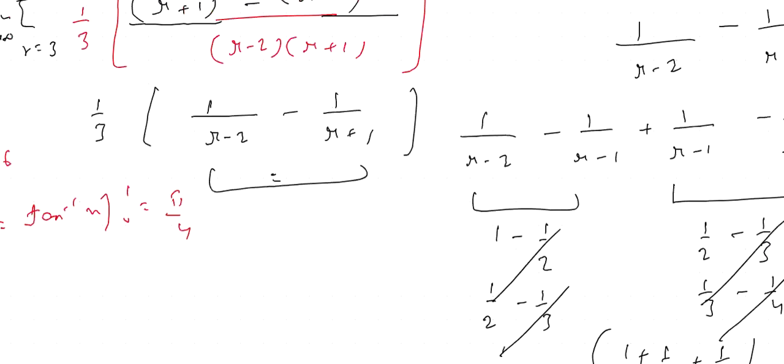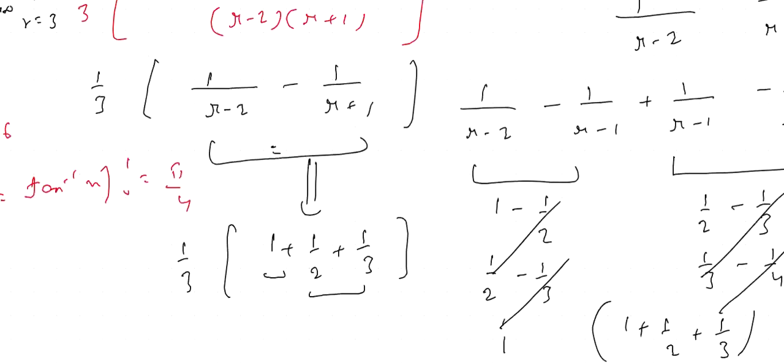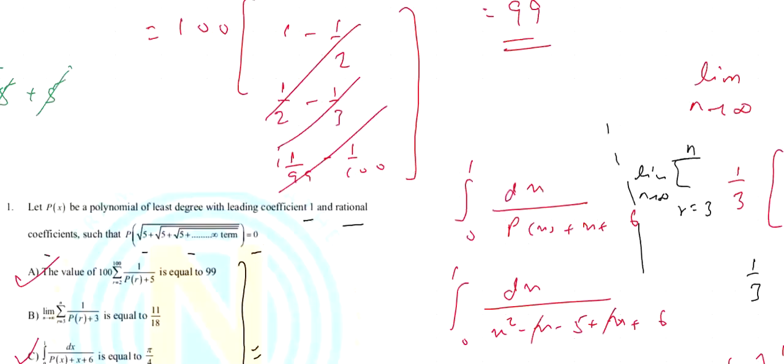1 plus 1 by 2 plus 1 by 3. The infinite term will have 1 upon infinity, so it will become 0, times 1 upon 3, and that is 5 by 6 plus 1, 11 by 6. 11 by 6 into 1 by 3, that is 11 upon 18. Let's take the option. It is also given 11 upon 18.